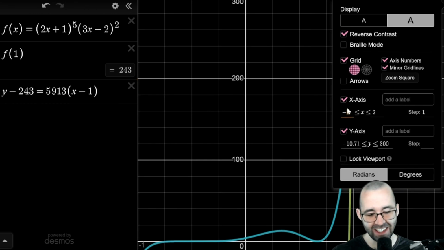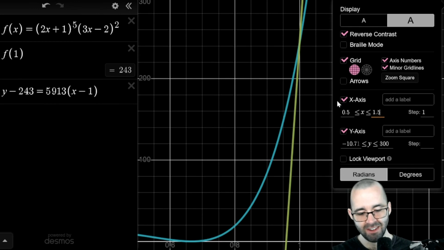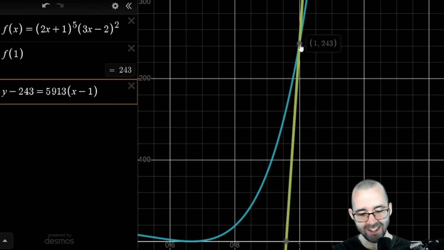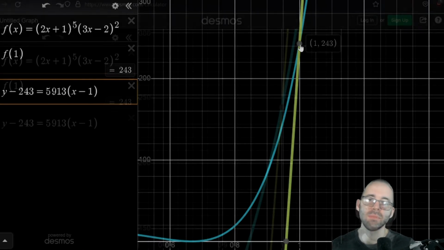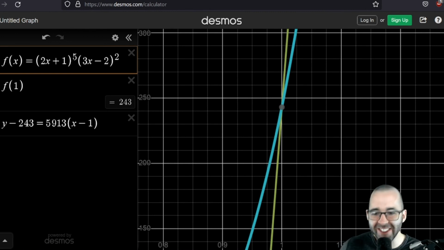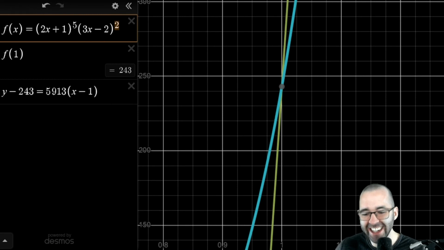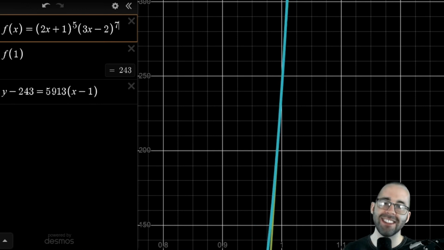Let's zoom in a little bit. Let's look from 0.5 to 1.5. Oh no, that's not it at all. There's a problem with our derivative. I paused the video. I went through every single step to figure out where did I go wrong. I wrote down the wrong function. It's right here. All of our math was correct. I hope you were screaming in your chair. The function is 3x minus 2 to the 7th.